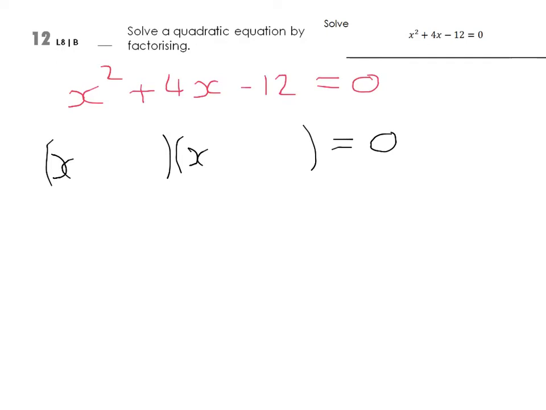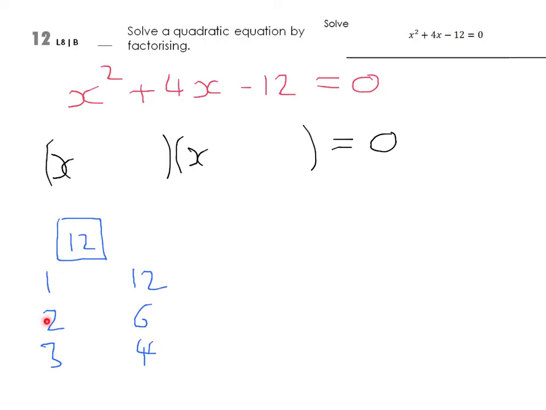To figure that out, we need two numbers that times together to make -12 and add together to make 4. So we think of some numbers that we can times together to make -12. Well, let's just start with 12. We can do 1 times 12. We can do 2 times 6. Or we can do 3 times 4. And these are actually the factor pairs of 12. So one of these pairs we should be able to add up to make 4.